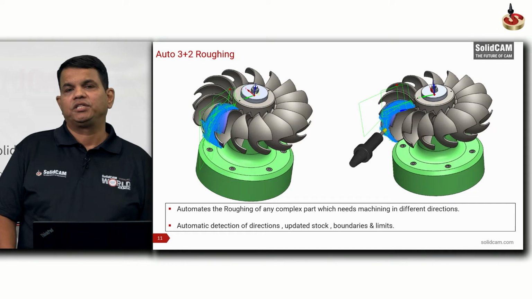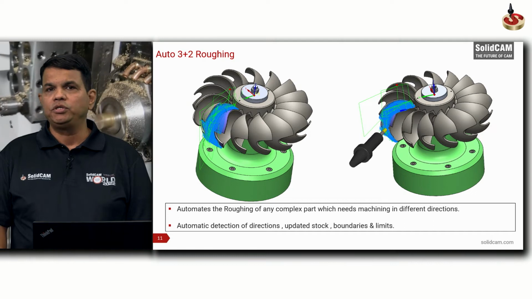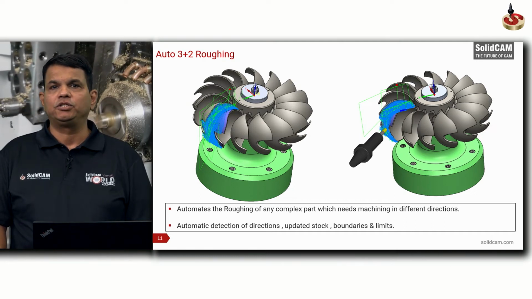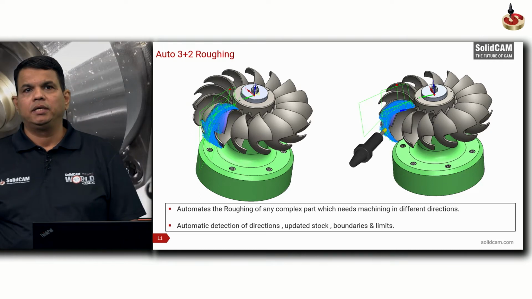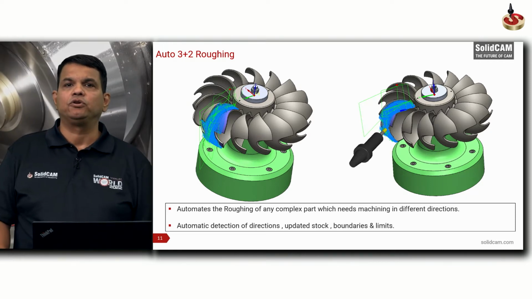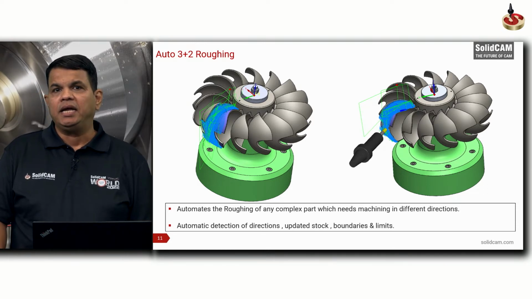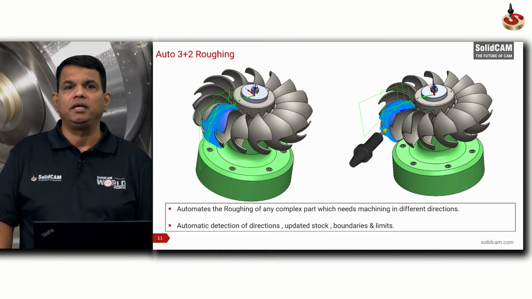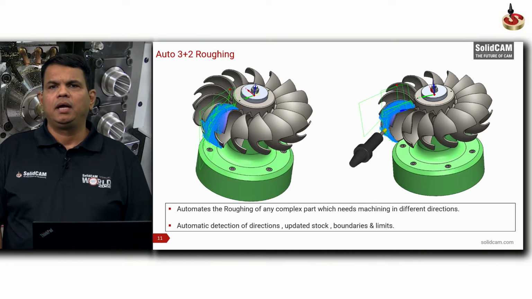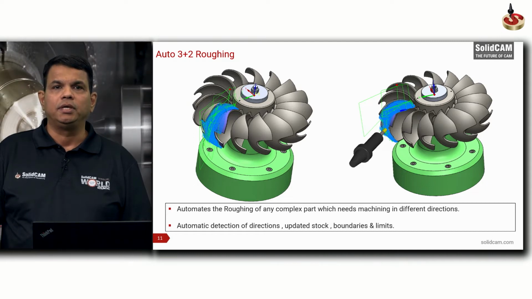We also introduced last year Auto 3+2 roughing, which is a very, very powerful module that uses Turbo HSR and creates its own directions. The machining here can be done by automatic, semi-automatic, and manual methods. In automatic, the software finds the directions automatically by itself, including the start direction. Whereas in semi-automatic, the initial direction has to be provided by the user. Once that is provided, the remaining directions are taken care of automatically by SolidCAM. And in manual input, the user specifies all the directions from which it needs to machine, and SolidCAM creates the toolpath automatically.